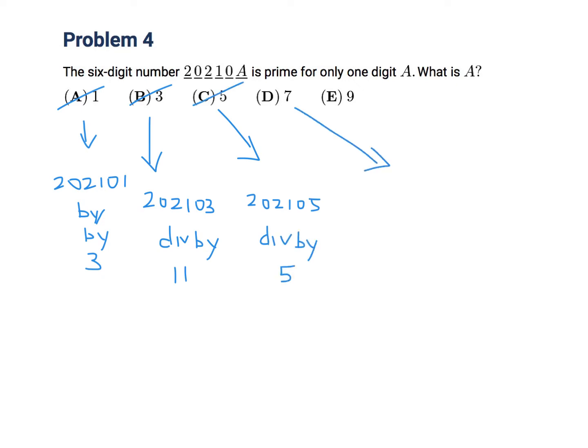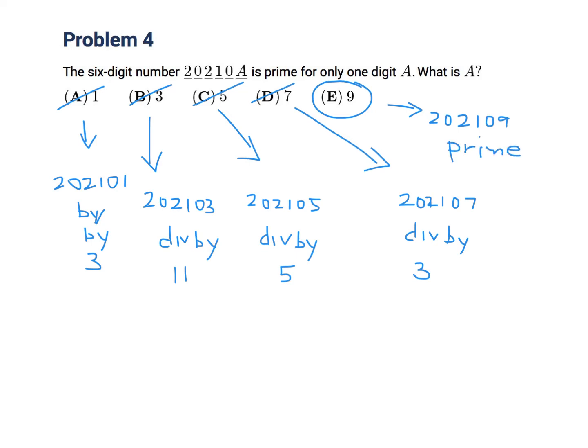If you use the 7, it becomes 202107, which is divisible by 3. Therefore, that one is out, so I guess the answer is E, but that's because 202109 is a prime number, and that's exactly what they wanted. So there you go. Number 4, the answer is E.